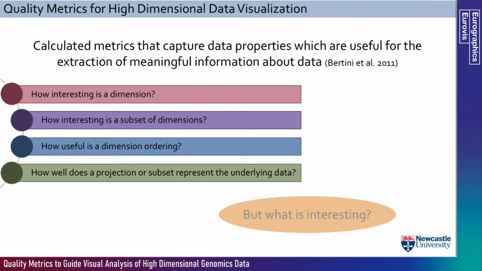And the question is then, what is interesting? And we argue that what is interesting is, at least to some extent, domain dependent. There is a difference in what is interesting in biology and looking at genomics data compared to when looking at finance data, for example.